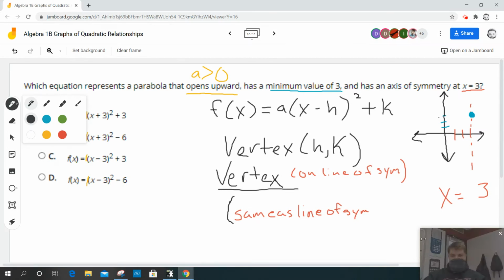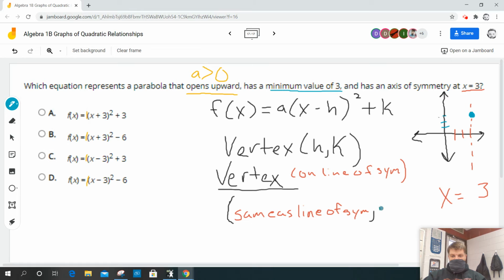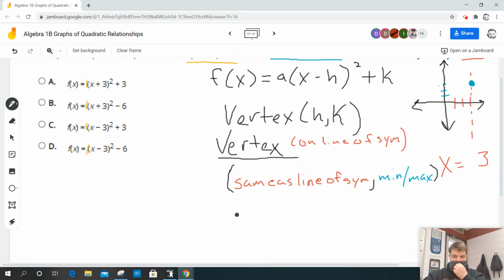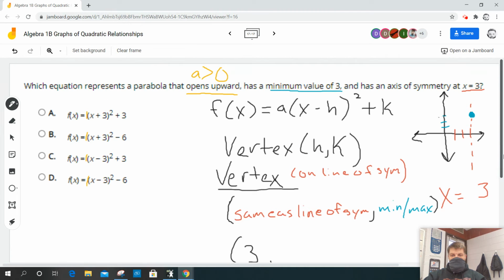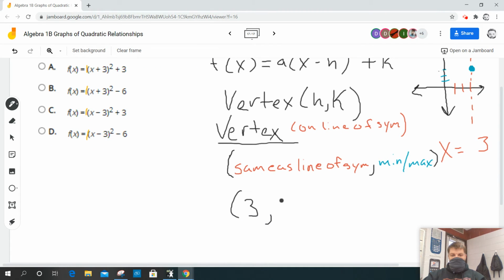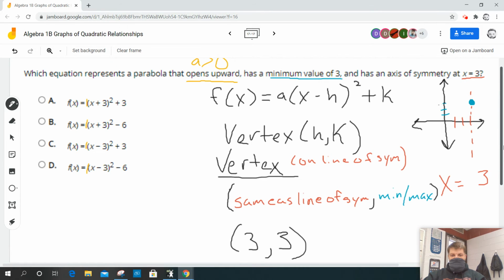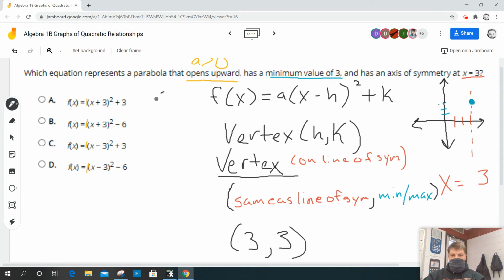Okay, and then the y value is just going to be the min or the max, whatever they give you. Well, what's the x value of the line of symmetry? 3. What is the minimum value? 3. So now I know that a has to be 1 because those are all my options.